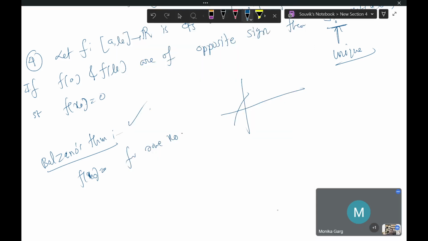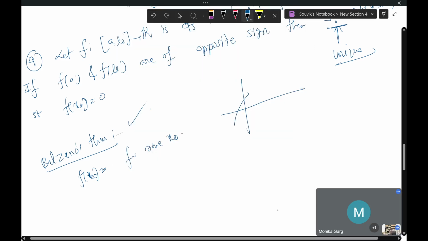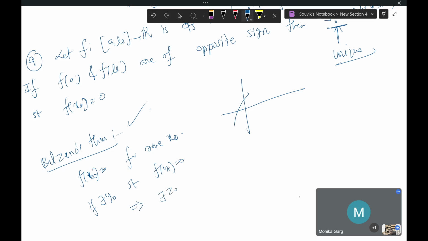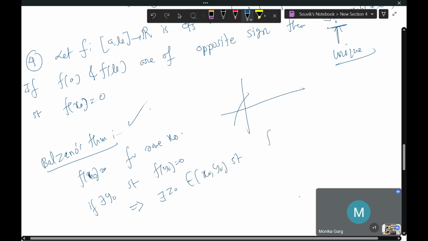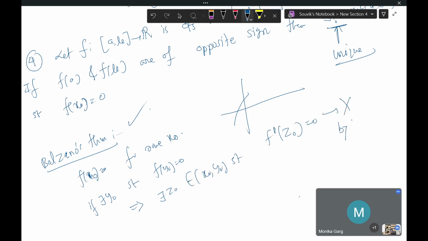Now we need to show its uniqueness, correct? So if there exists y0 such that f(y0) equals 0, then this implies what? Then there exists some z0 between x0 and y0 such that f'(z0) equals 0, correct? But this is not the case by hypothesis, right?